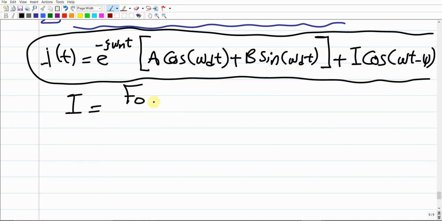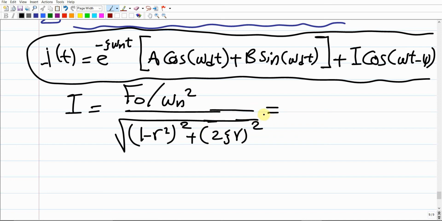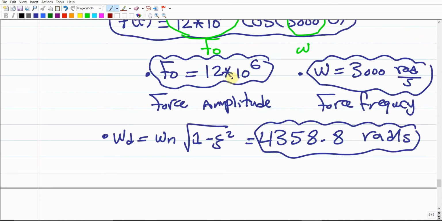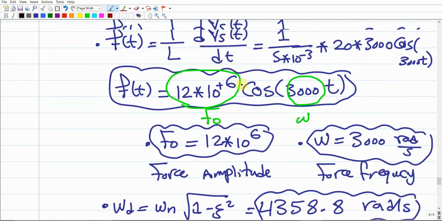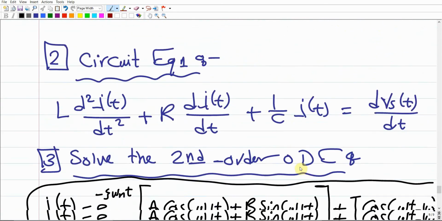I is F0 divided by omega n squared over the square root of (1 negative r squared) all squared plus (2 xi r) squared. You have to memorize these things. Equals. How much is F0? F0, we got it by 12 times 10 to the power 6, and omega n, we got it by 4472. So plug these things here.